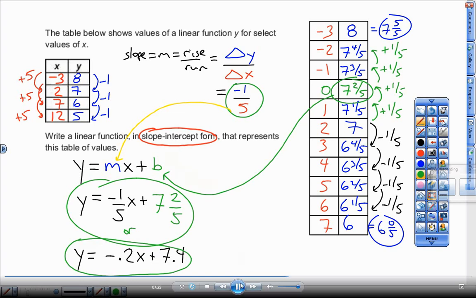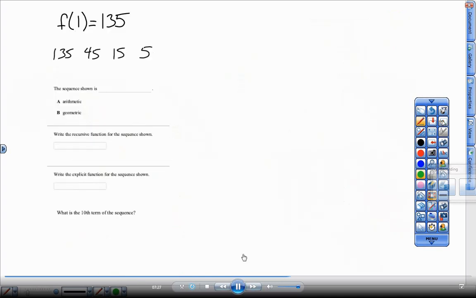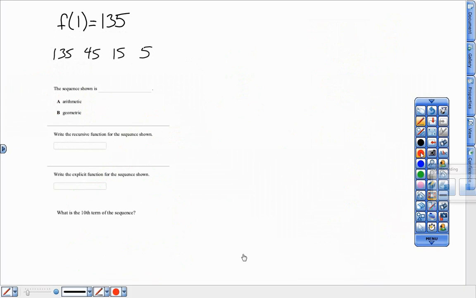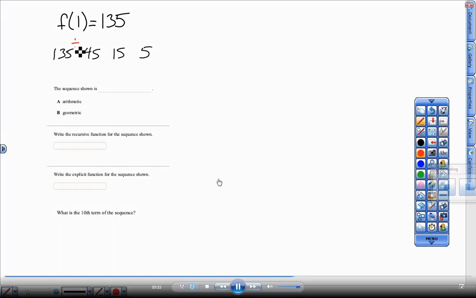The second word is geometric. All right, here we go. This one is geometric. Dividing by 3. I could see this dividing by 3 easier right here. But remember, we don't show dividing by 3. We show that as timesing by the reciprocal of 3. Timesing by 1/3.